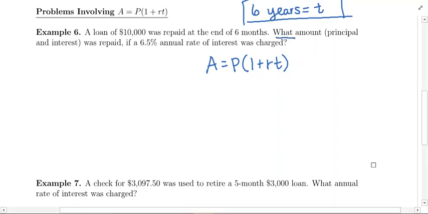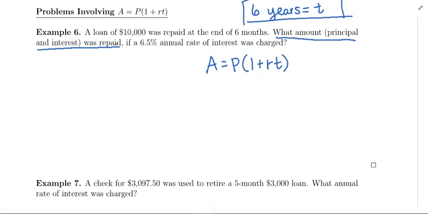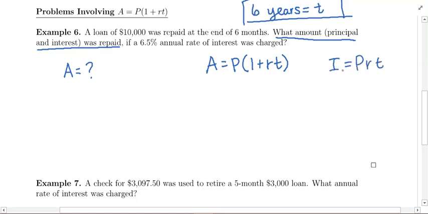The question is, what amount, principal and interest, was repaid? You're trying to figure out how much you're paying back, and you always pay back the principal, the amount you borrowed, plus the interest. So you're looking for the total amount due on the loan, which is your A value. That's why you want to use this formula and not I equals P times R times T, because that formula involves just interest. You have information about A, not I. So that's why we're going with this formula.